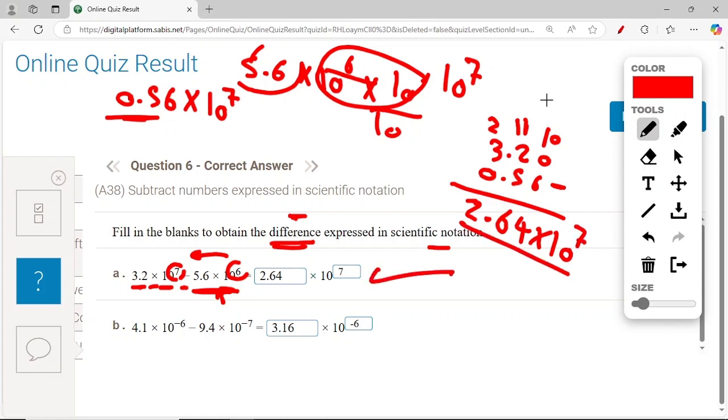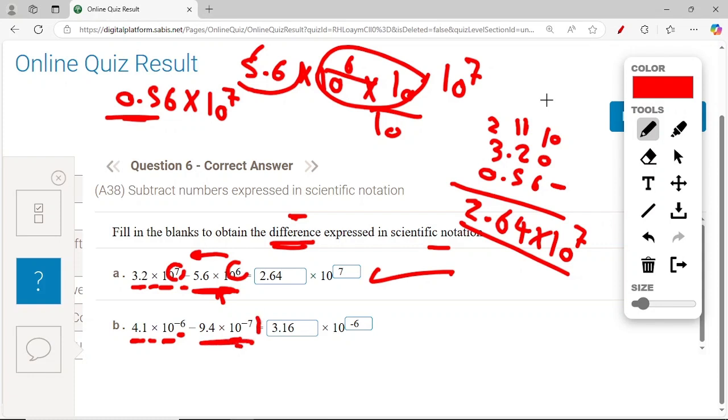Okay. Now let's take this one. 4.1 multiplied by 10 to the power of minus 6, minus 9.4 multiplied by 10 to the power of minus 7. We have different powers here. We have to make them the same. So we'll take the smaller one and make it the bigger one. So which one is smaller here? Minus 7 or minus 6? Minus 7 is smaller than minus 6.